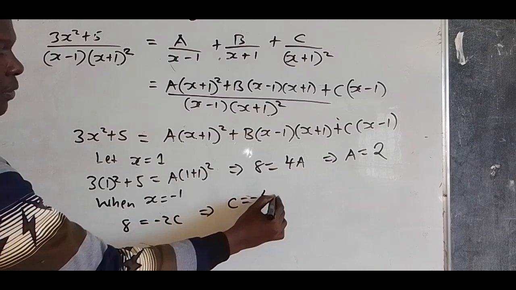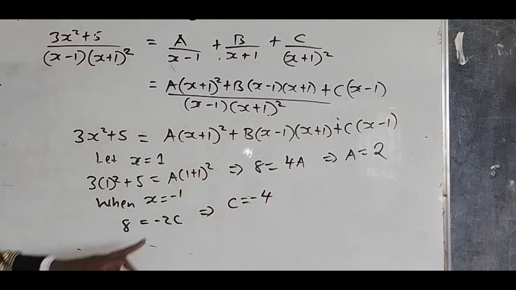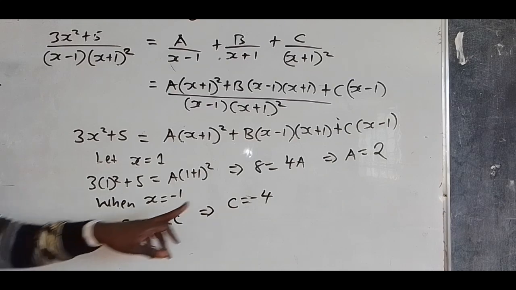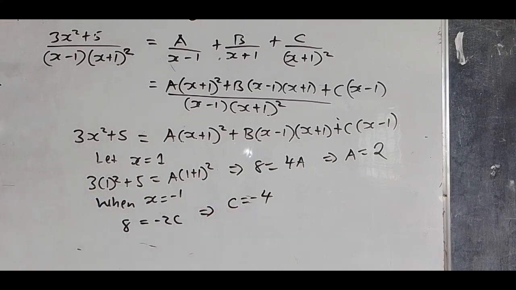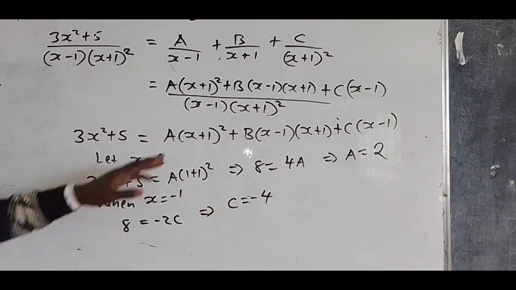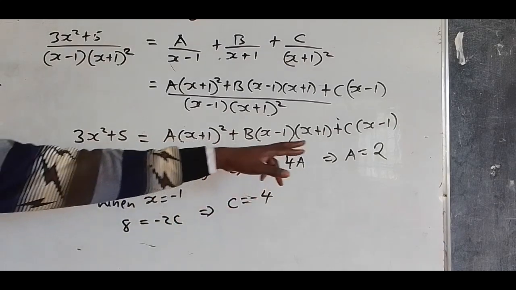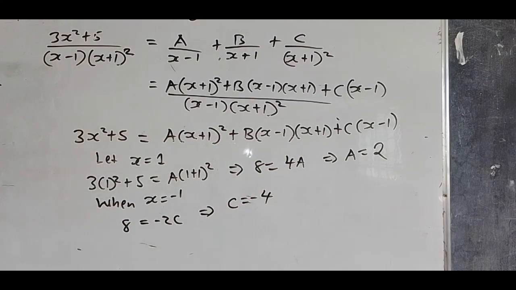So what is c? So you divide both sides by negative 2. Then you get c to be negative 4. You see the first equation, letting x to be 1, you are able to get the value of a alone. Second equation, letting x to be negative 1, you are able to get c alone, isn't it? So the next equation, you can let x to be anything, even if you are not able to eliminate x anywhere. Where there is a, you will put the value of a. Where there is c, you will put the value of c, because you've already found them, isn't it?